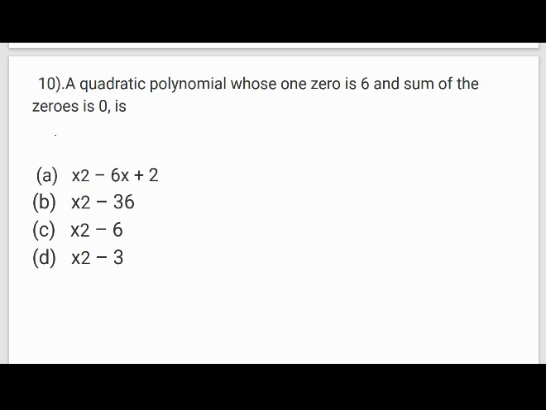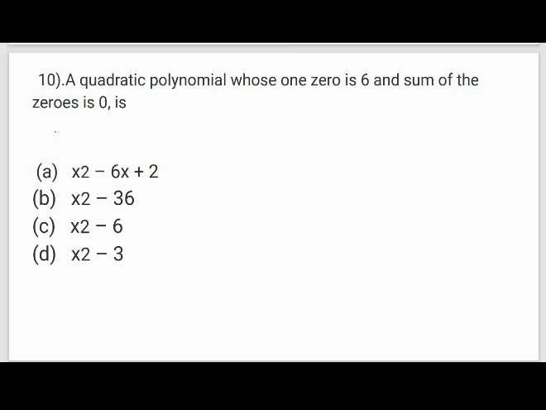A quadratic polynomial whose one zero is 6 and sum of the zeros is 0, then the quadratic polynomial is. Option A, x square minus 6x plus 2. Option B, x square minus 36. Option C, x square minus 6. Option D, x square minus 3. So, look now, the solution is given here.